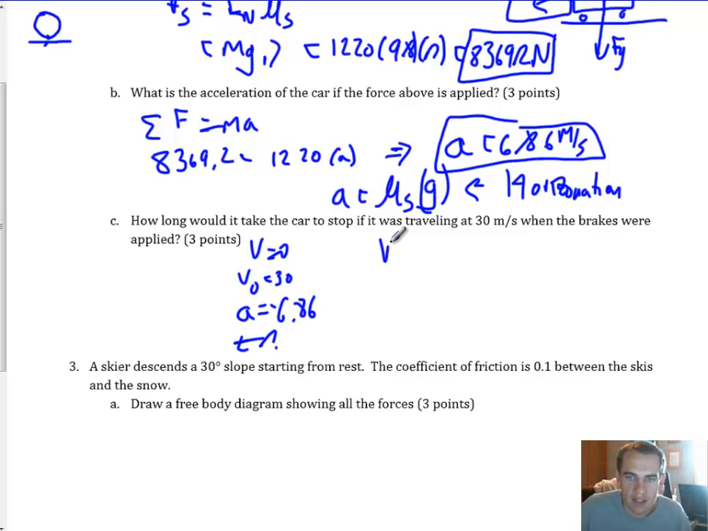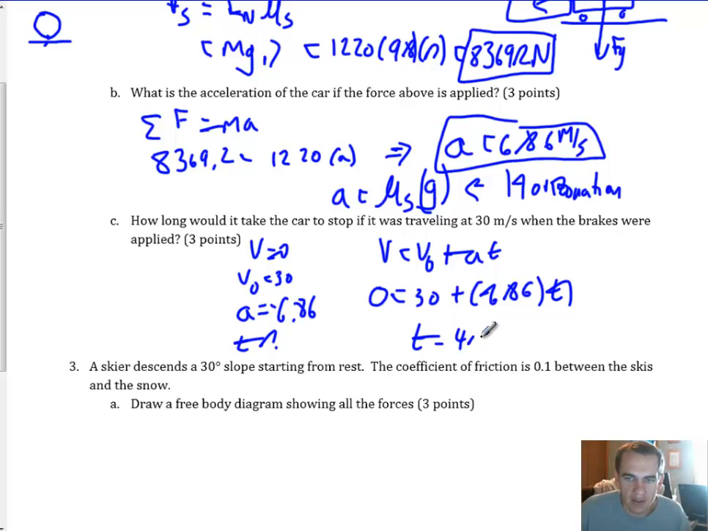And we have an equation for this. V equals V naught plus AT. So 0 equals 30 plus negative 6.86 times time. So 30 divided by 6.86, and time is about 4.7 seconds, give or take. Okay, so that one was fairly straightforward.